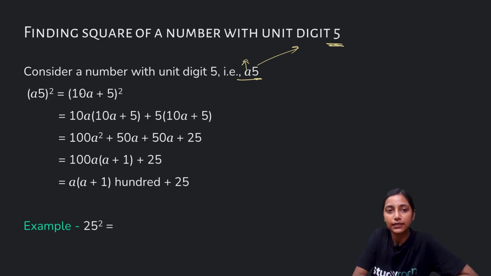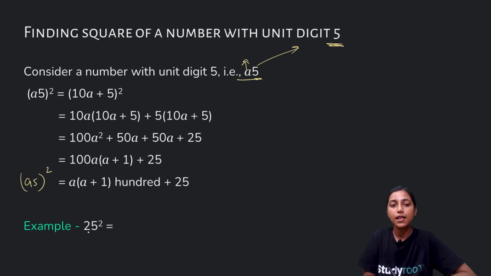This is the previous method only, that is how we solve it, but the final formula that we get for finding the square of such a number that ends with the unit digit 5 is given by this formula: if the number is A5 and we have to find its square, the formula will be A into A plus 1, into 100 plus 25.